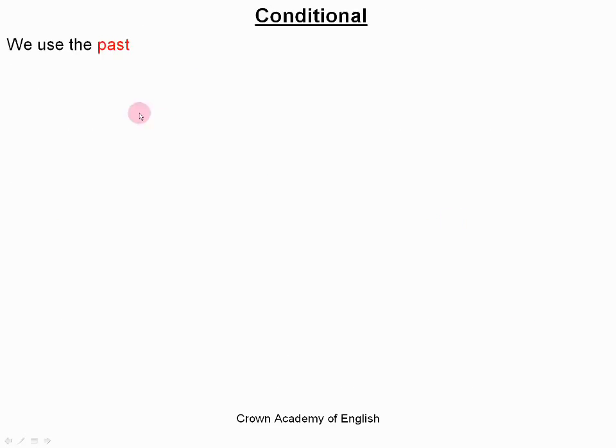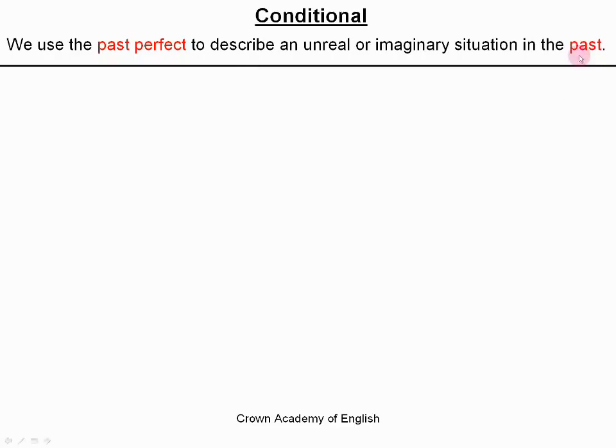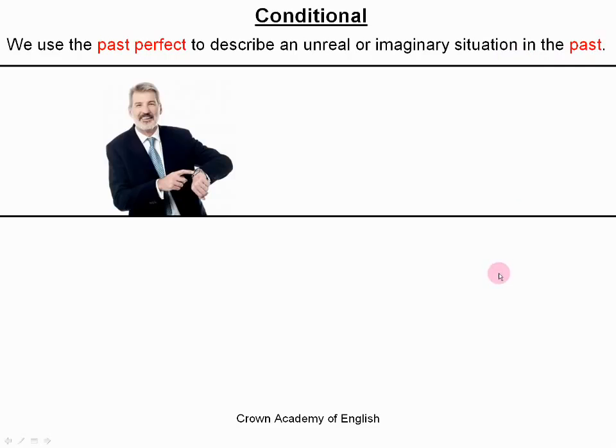Conditional. We use the past perfect to describe an unreal or imaginary situation in the past. Very important. Only in the past. Example: if he had walked to work, he would have been late. Okay, so this is an imaginary situation in the past. In fact, he took the bus to work and he wasn't late. But if he had walked to work, then he would have been late. Okay, so it is imaginary and it is in the past. So we use the past perfect.